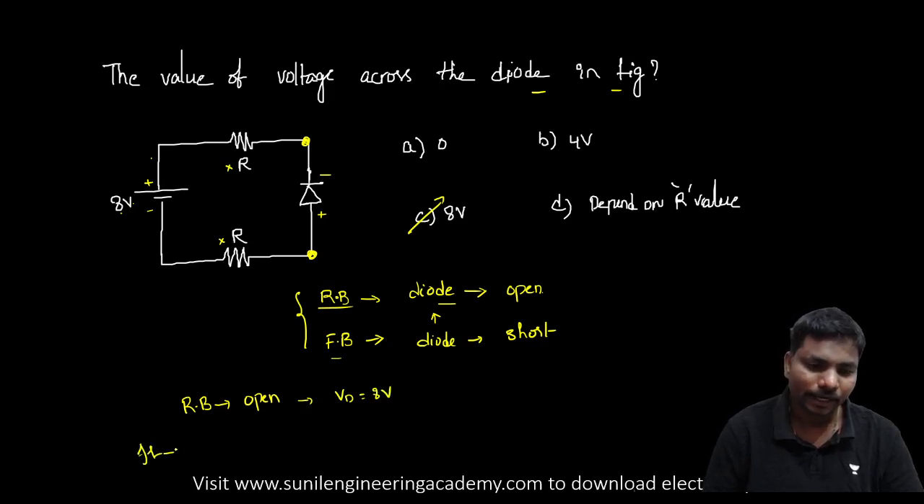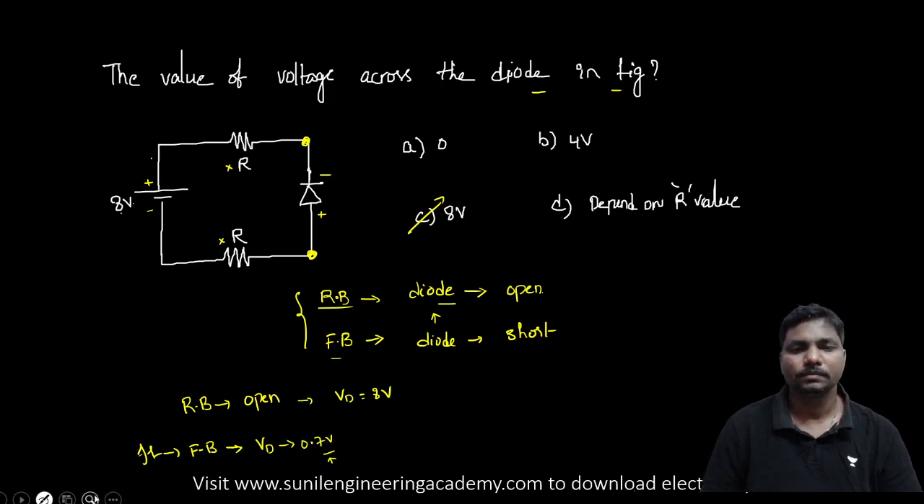If it is in forward bias, the diode acts as a short circuit. Then how much voltage appears across the diode? In the ideal case it is 0 volts, but in the practical case it is 0.7 volts if it is silicon. So a 0.7 volt drop is there across the diode.